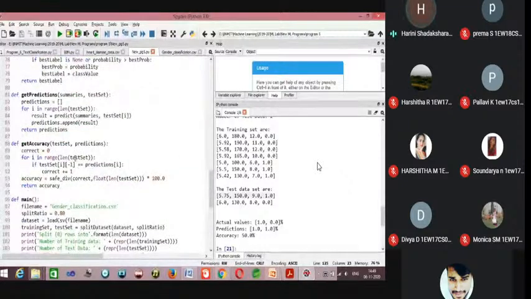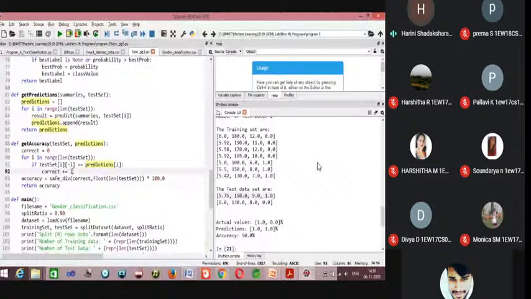What do you do in get accuracy? You are going to just count if the number of predictions is equal to test set of i's minus 1. Test set of i represents the test set row wise, and minus 1 represents the last column, which will usually be the classification. That is compared with the predicted class value, which is the classification that you have predicted by get prediction. If this is equal to this, count will be incremented by 1.